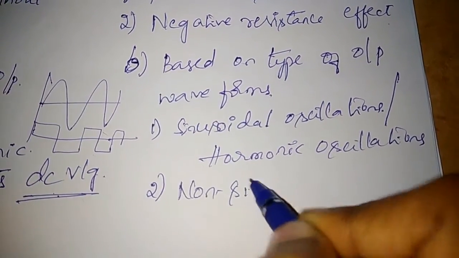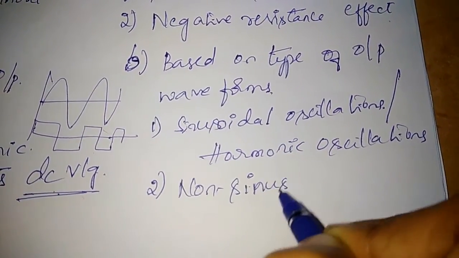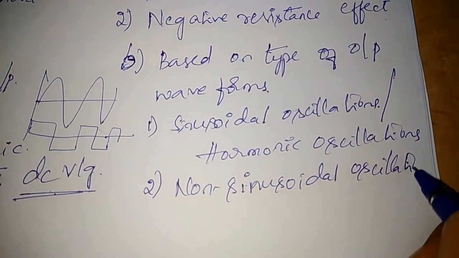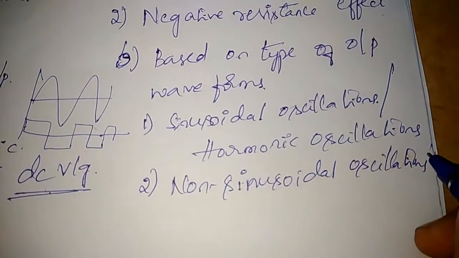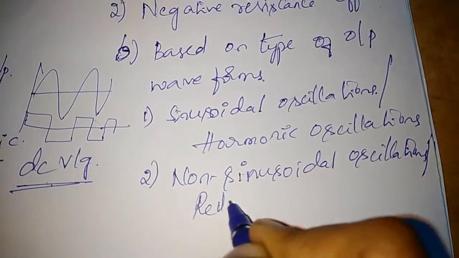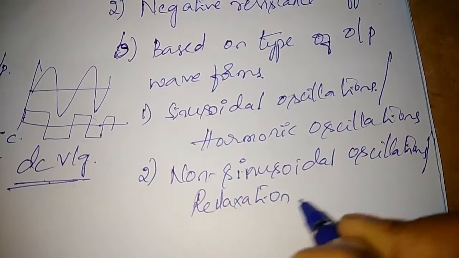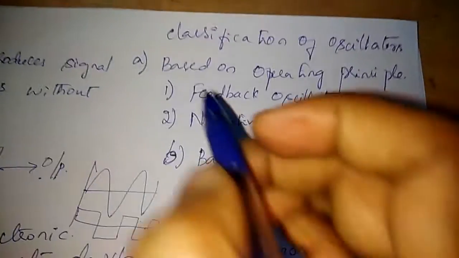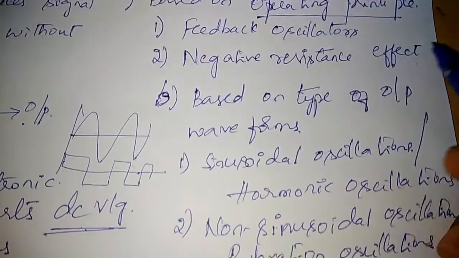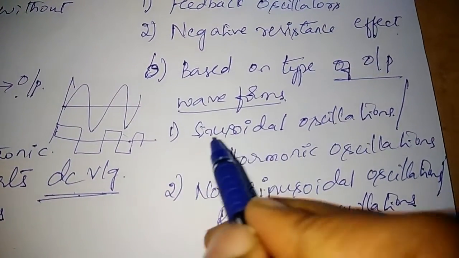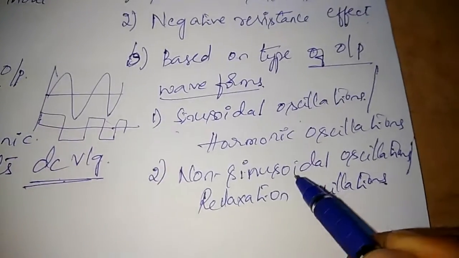In general, we write it as non-sinusoidal oscillations. The other name for this is relaxation oscillations. So based on operating principle, we have feedback oscillators and negative resistance effect oscillators. Next, based on the type of waveform, we categorize into sinusoidal and non-sinusoidal.